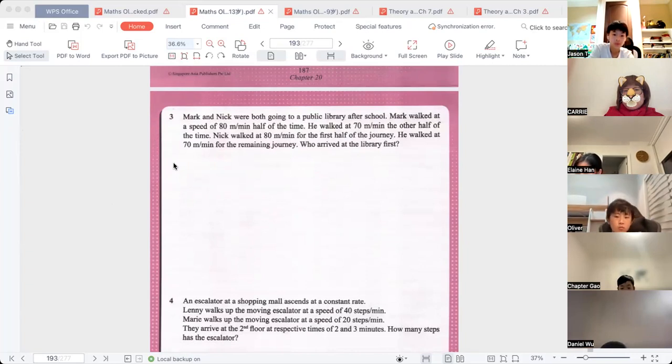Mark walked at a speed of 80 meters per minute for half of the time, and he walked at 70 meters per minute for the other half of the time. Nick walked at 80 meters per minute for the first half of the journey. He walked at 70 meters per minute for the remaining journey. Who arrived at the library first?